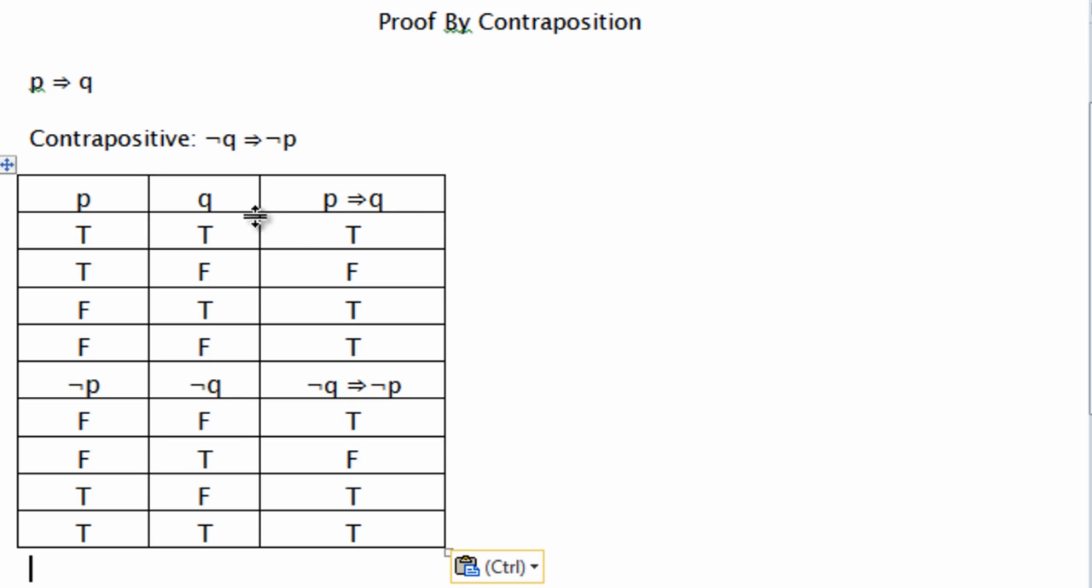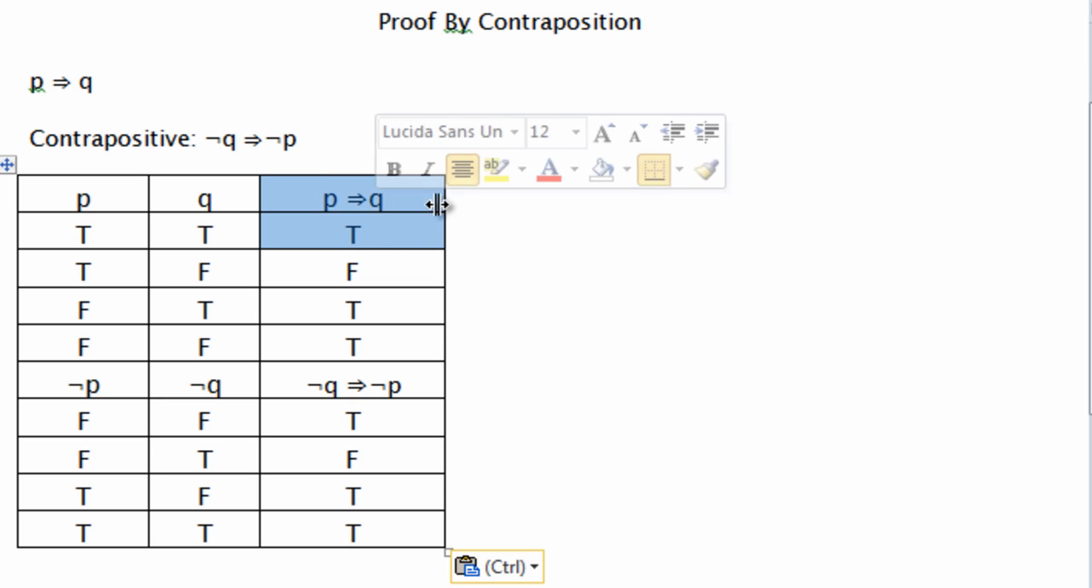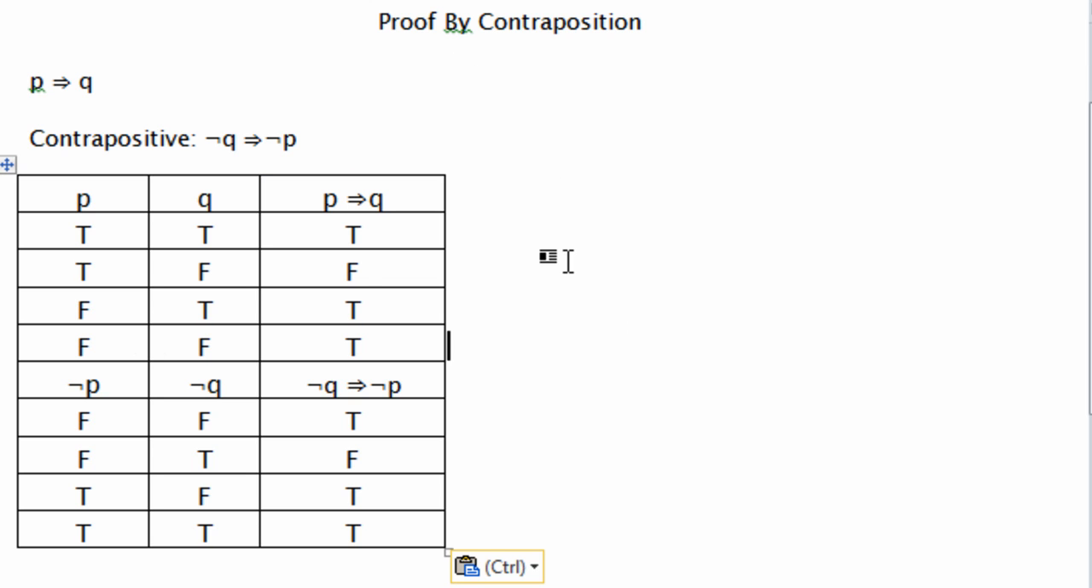sometimes you can't prove something by just using a direct proof P implies Q. Sometimes that will run into a dead end, so what you need to end up doing is indirect proofs. And proof by contraposition is actually a form of indirect proofs that's really, really useful.